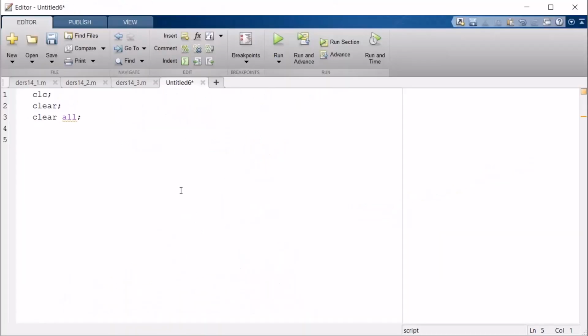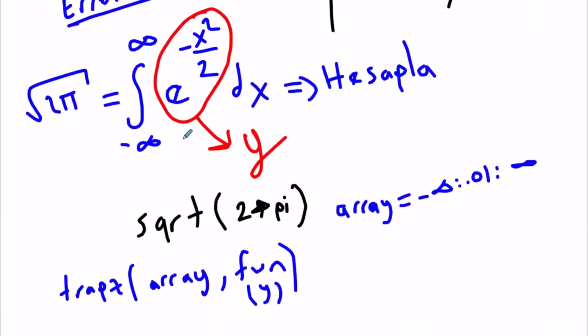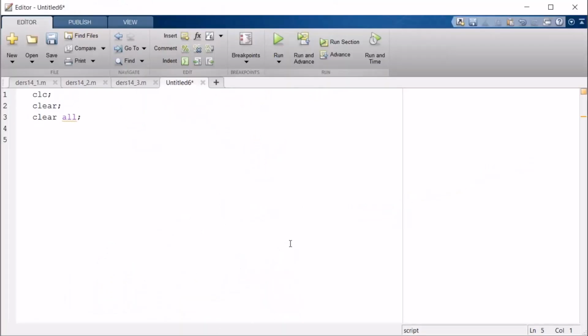I will say that my aim is to compute the integral of e to the power of minus x squared over 2, between minus infinity and infinity, with trapz. So I'm creating one x array, let it be between minus 10 and 10 with an interval of 0.01. Now I will give a numerical value to take them to infinity a little later. I will then see if I can approach the error function.